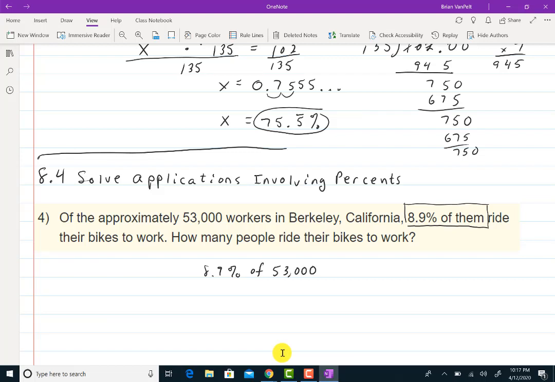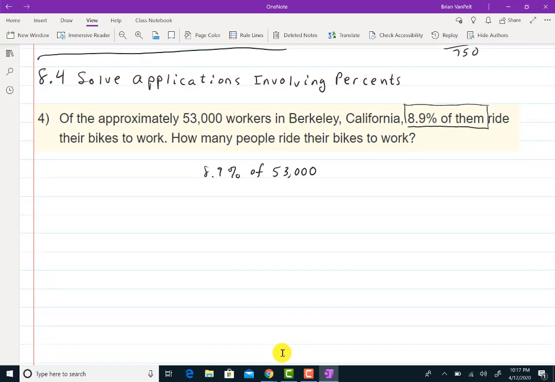There's no equation to solve or anything like that. Basically, I have to do 0.089 times 53,000. And so when I'm doing this problem, then I'm going to do 89 times 53,000. Of course, 9 times 0, 0, 0 still gives us those 3 zeros, but then 9 times 3 is 27. Carry the 2. 9 times 5 is 45, plus 2 is 47.